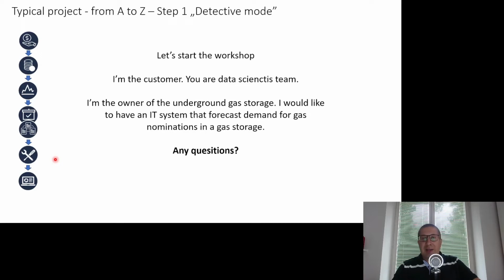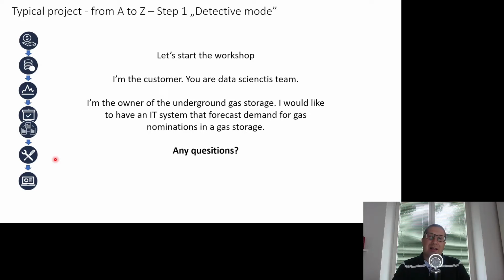So let me explain. The gas nominations are the amount of gas that you would like to inject or withdraw from the underground gas storage. They are defined for each hour. So let's say I can say that for 11 a.m. tomorrow, I would like to inject X normal cubic meters to the gas storage.